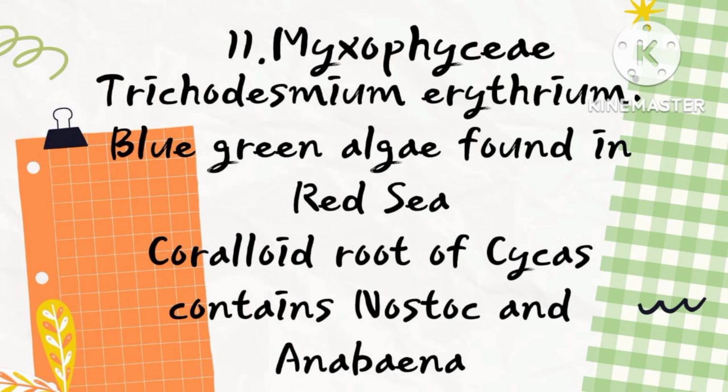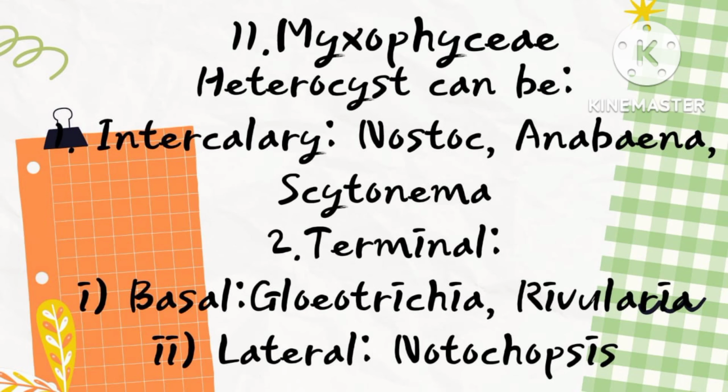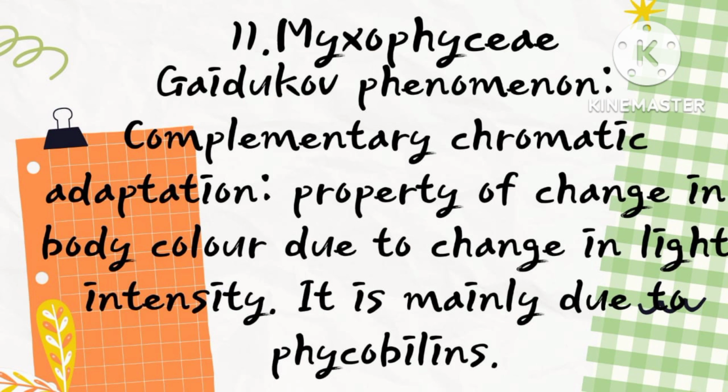Heterocysts are the specialized thick-walled cells for nitrogen fixation. It lacks photosystem II and thus maintains an oxygen-free environment for proper functioning of the nitrogenase enzyme. Heterocyst can be intercalary, that is present in the middle of the trichome. Example is Nostoc and Anabaena. Or terminal. Terminal heterocyst can be basal. Example Gloeotrichia or Rivularia. Or lateral. Example is Nostochopsis. Blue-green algae like Nostoc and Anabaena are responsible for the phenomenon of algal blooms.